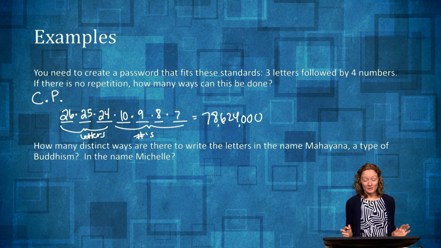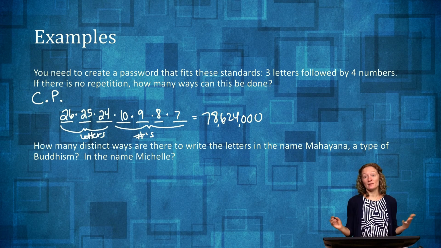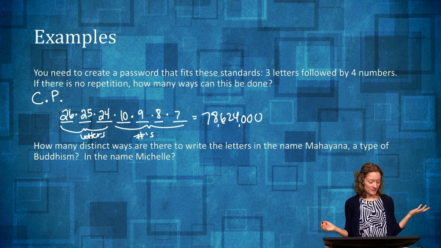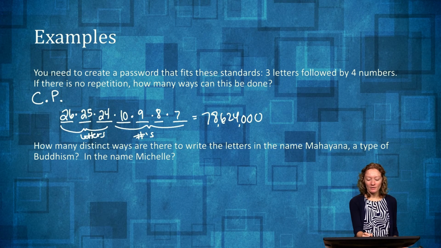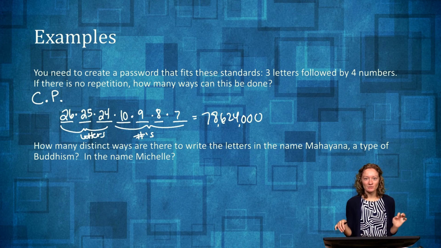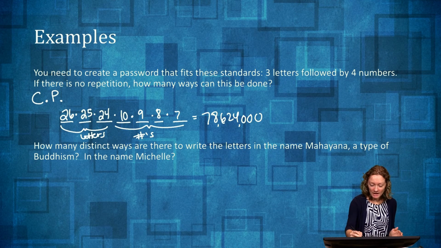How hackers can get into those things is just crazy, but they have computers that can run through things. It just makes you think about why wouldn't we all choose very intricate, detailed passwords that would be hard to figure out? Who knows? All right, so this is using counting principle.